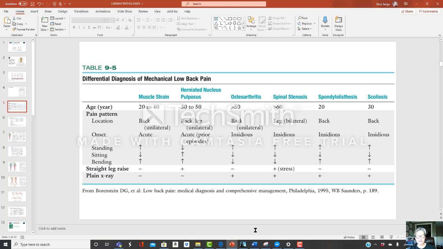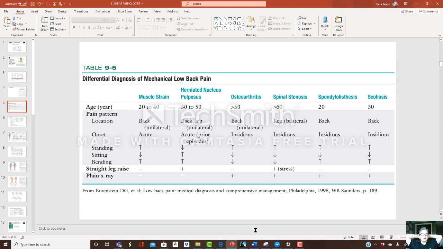We've got muscle strain, herniated nucleus pulposus, osteoarthritis, spinal stenosis, spondylolisthesis, and scoliosis. On the left side, we have age, pain pattern, straight leg raise, and plain x-ray.